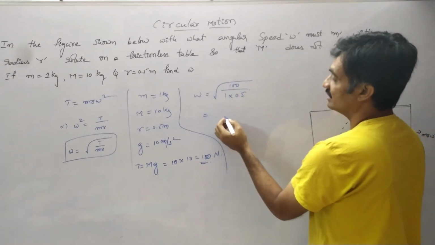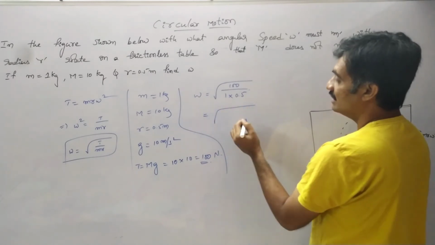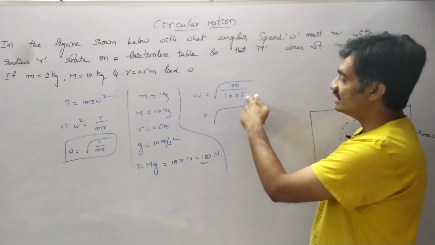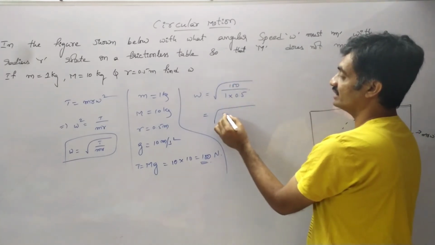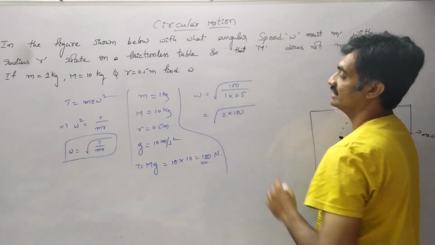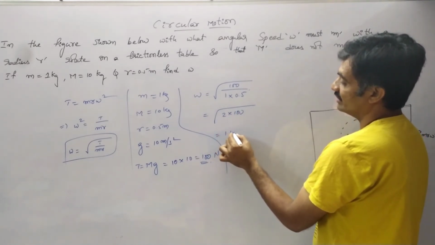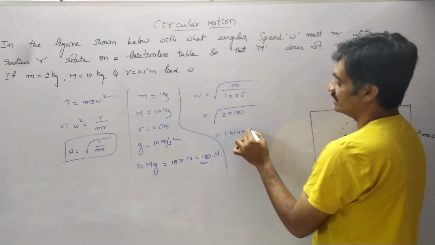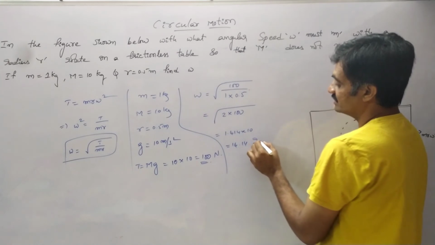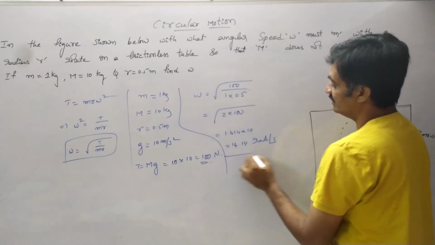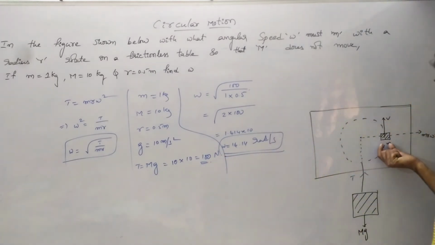So omega equals under root of, we know that 0.5 can be represented as 1 by 2. 1 by 2, if we take it up, it converts into 100. So based on that, it can be represented as 1.414 into 10, which equals 14.14 angular velocity, nothing but radian per second. This represents the angular velocity of the mass m.